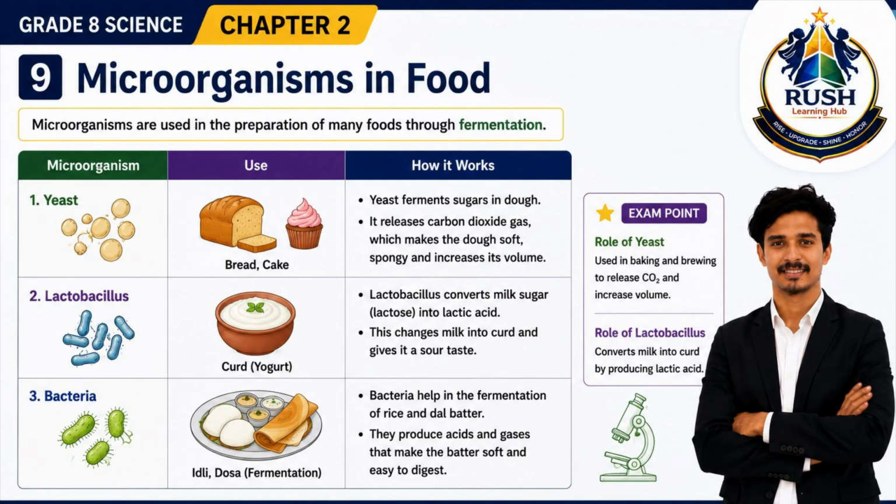Lactobacillus is a beneficial bacterium that converts milk sugar into lactic acid. This process transforms milk into curd and gives it its characteristic taste. Other bacteria are involved in the fermentation of foods such as idli and dosa batter. Fermentation improves texture, taste, and digestibility. The role of yeast and lactobacillus is frequently asked in examinations. Students should clearly understand how these microorganisms contribute to food production.